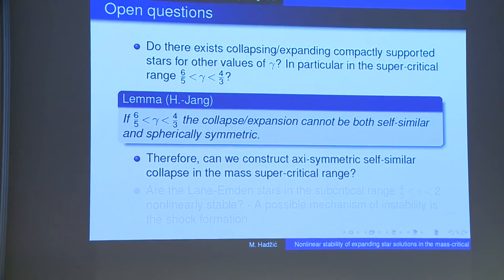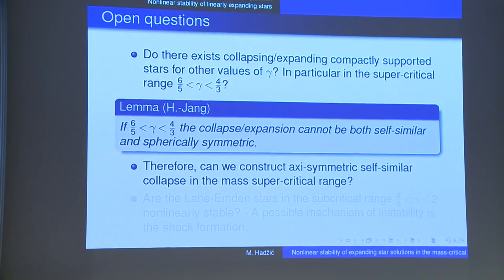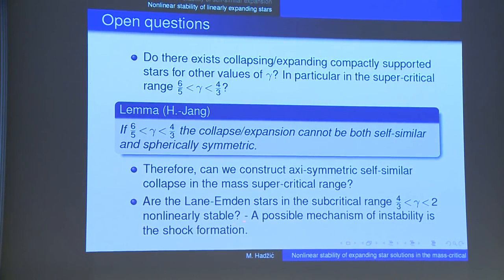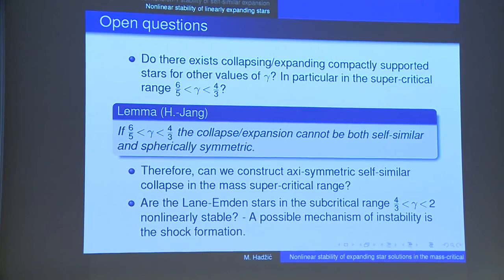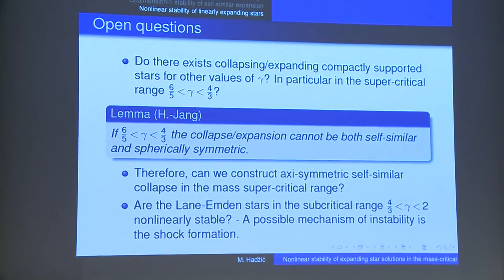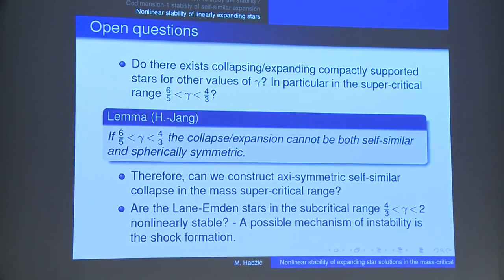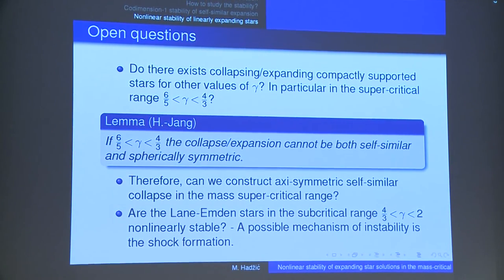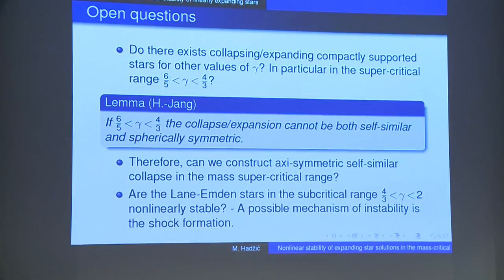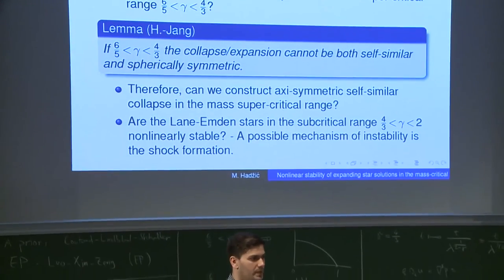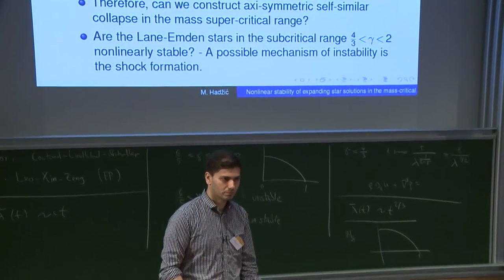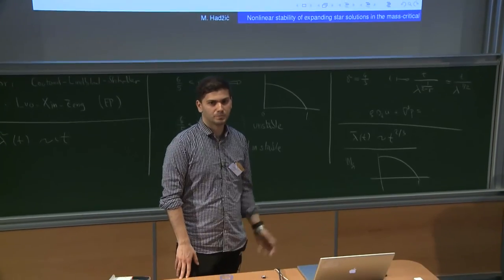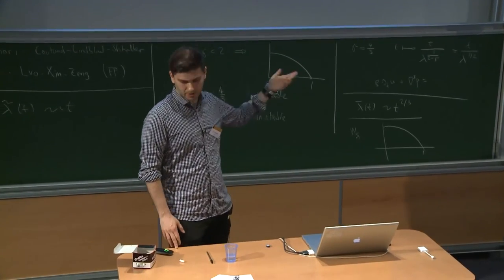And now we come to the question that I believe Sergio asked. Are the Lane-Emden stars that I mentioned before in the subcritical range, where they're shown to be conditionally stable, are they in fact stable? So a possible mechanism, and you will see this discussed sometimes in the physics literature, is some type of shock formation. This is not known, and this is really really important.